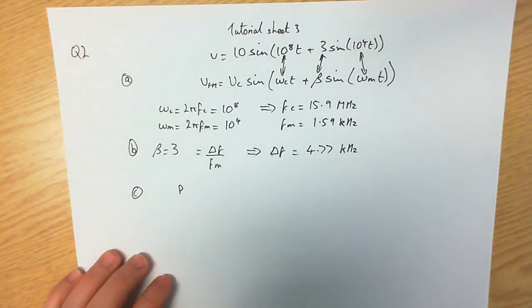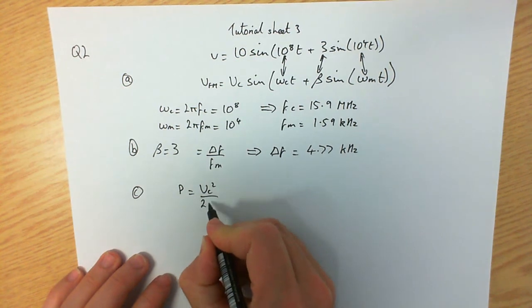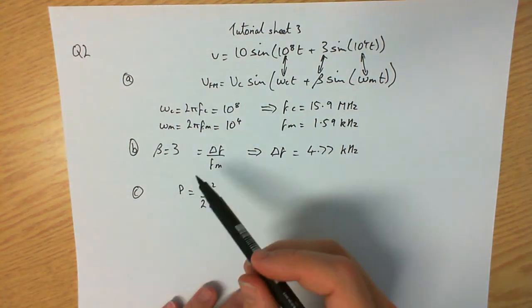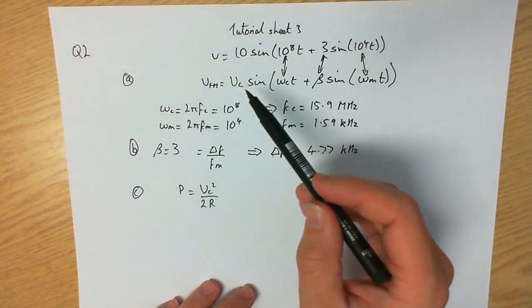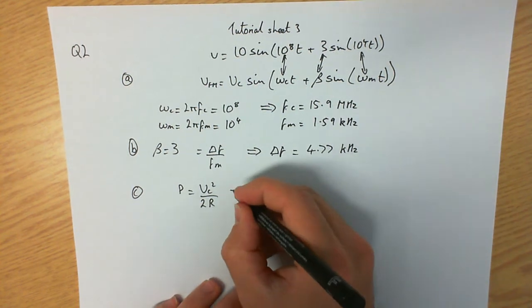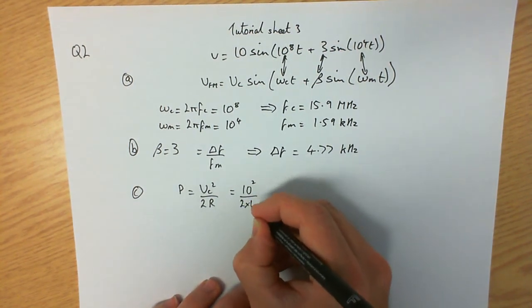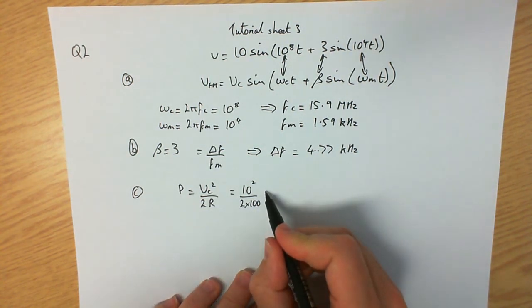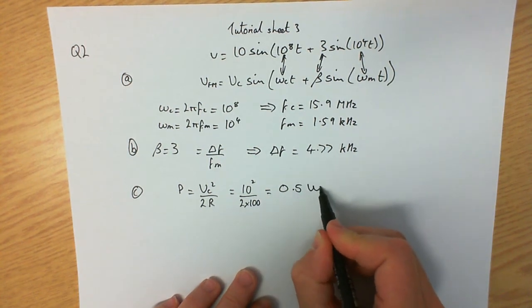So the power dissipated is simply Vc squared over 2R. Remember, the 2 comes from the manipulation of the average power in a sine wave. So that is 10 squared over 2 times 100, because R is 100. And if you work that out, you get 0.5 watts.